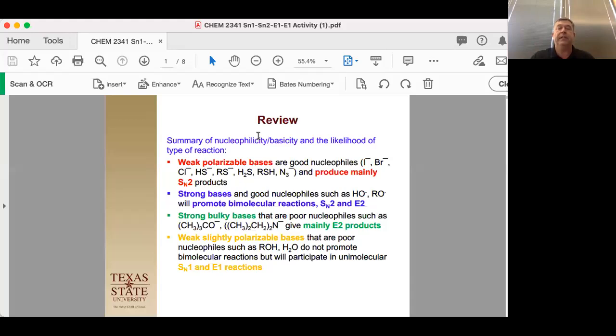So I'm going to go ahead and share my screen here, and it's going to be Acrobat. All right, so you should see this. These are the instructions for the activity. I'm giving you a few of the slides we just went over so that you can start using them as a reference and get familiar with: is it a good base? Is it a good nucleophile? Is it a bulky base? Is it a weak base? And what to look for in reactions.